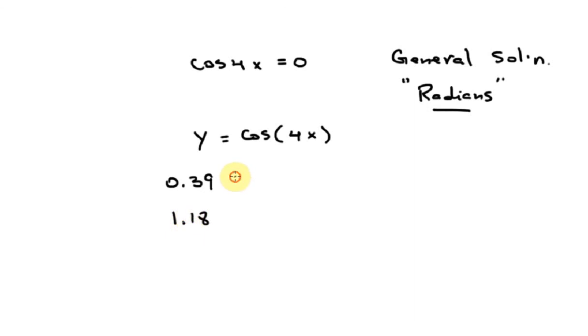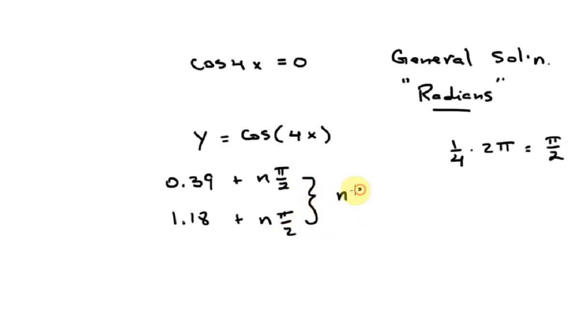Now we're looking for general solutions, so I've got to go plus multiples of the period. Now remember, the period got tweaked here. The normal period would have been 2 pi for a cosine graph, but now it's a quarter of that, right? It's the reciprocal of that 4. So the actual period is pi by 2. So we want multiples of pi by 2. And we can put in the little disclaimer that n is an integer. We'll use the funny looking Z here.